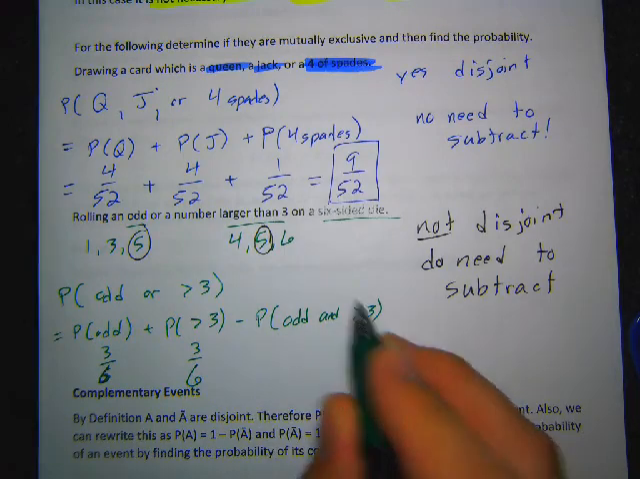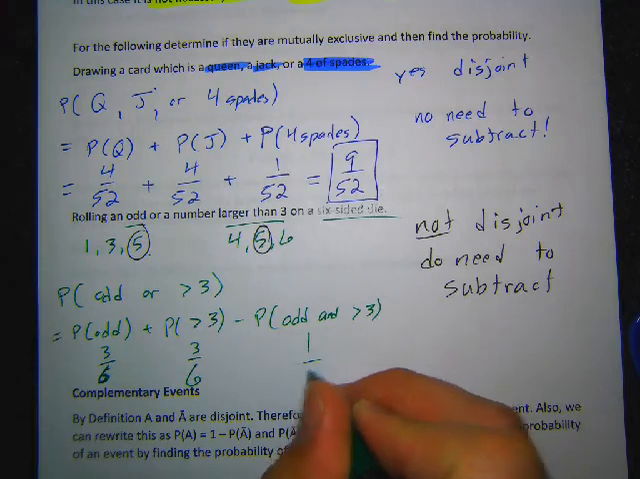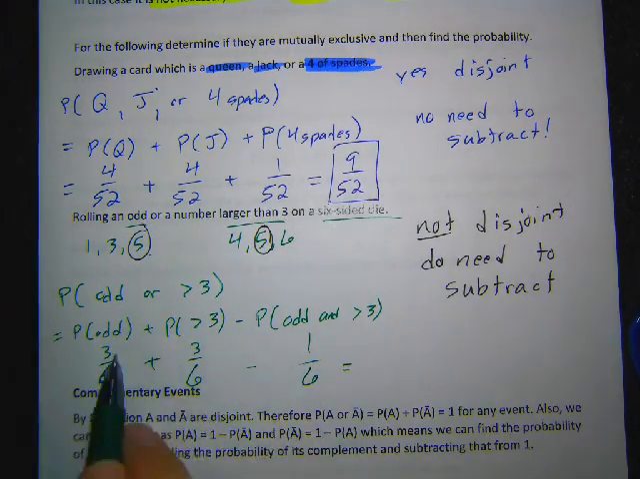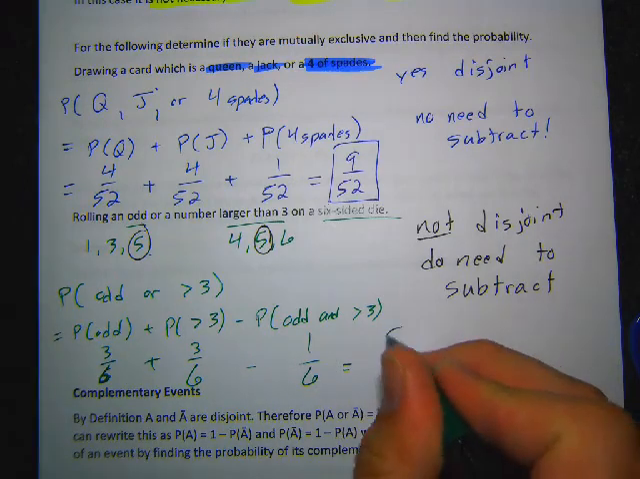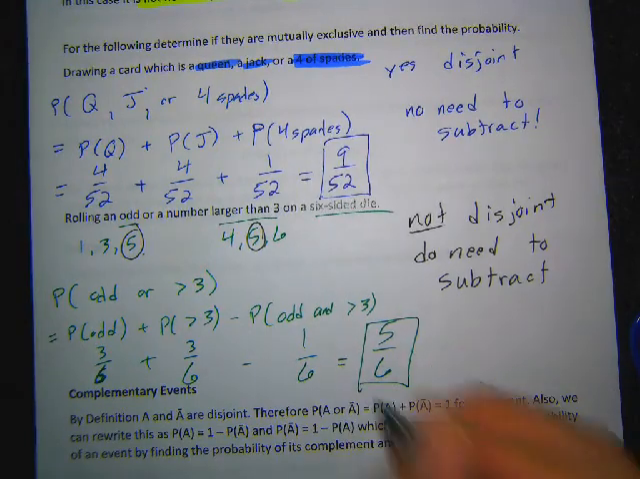And in the last one, there was only 1 overlap, right? The only overlap was number 5, so there's 1 in the overlap out of the 6 options. So we add and we subtract and get our answer. So 3 plus 3 is 6. Minus the last one gives me 5. And keep the 6 on the bottom, and so 5 over 6 is the answer.